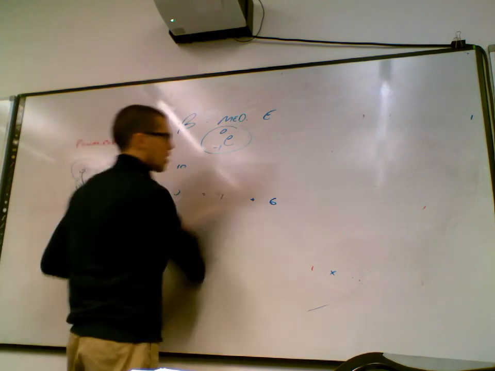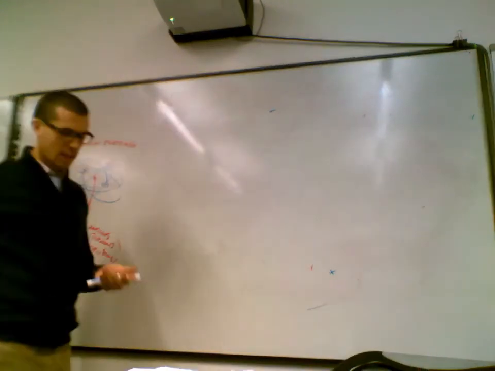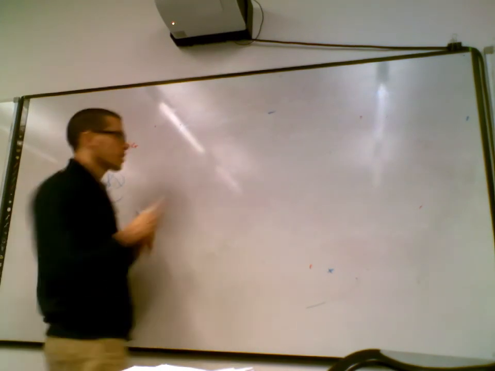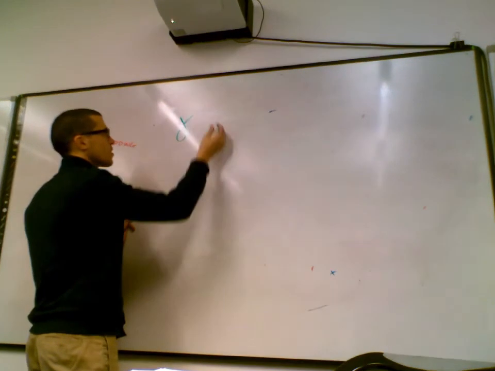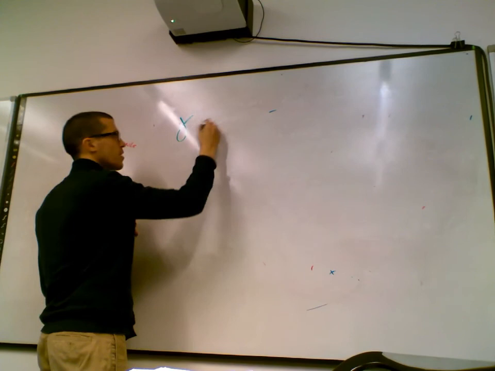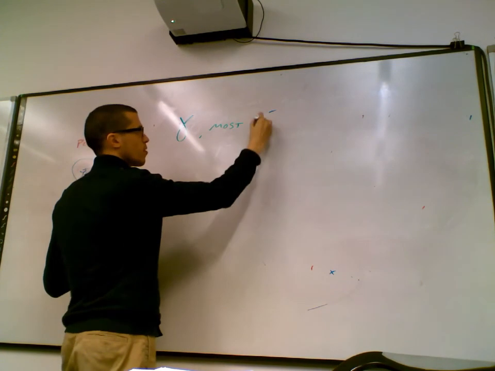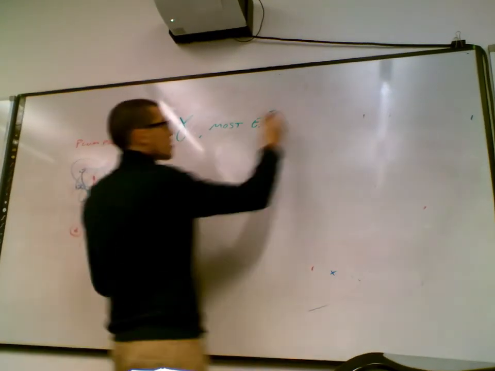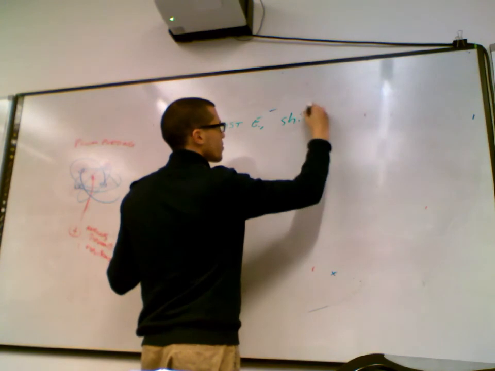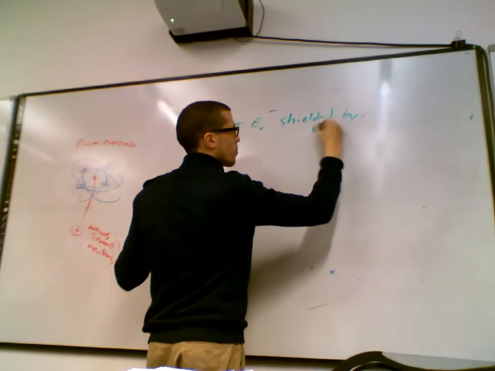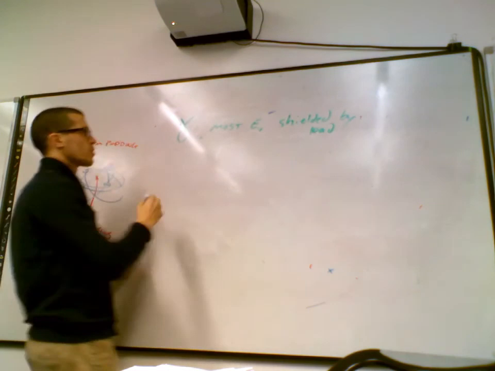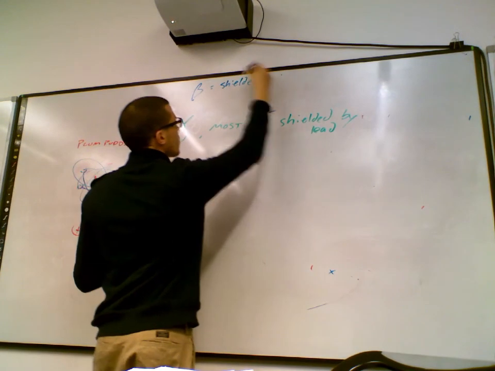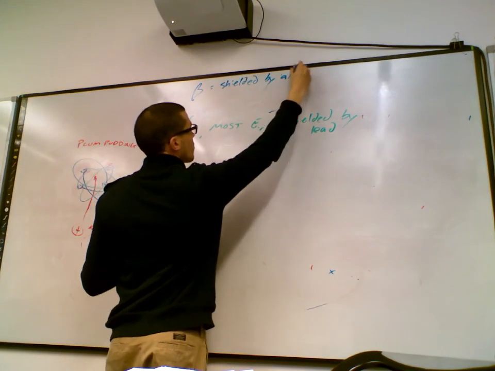And then finally, moving on into the last kind of radioactive decay, let's talk about gamma. Gamma looks like this. Gamma is the most energetic. It's shielded by what? We didn't talk about beta's shielding. Gamma is shielded by lead. Beta, by the way, was shielded by aluminum. So I'll write that there. Shielded by aluminum, that's the minimum amount.